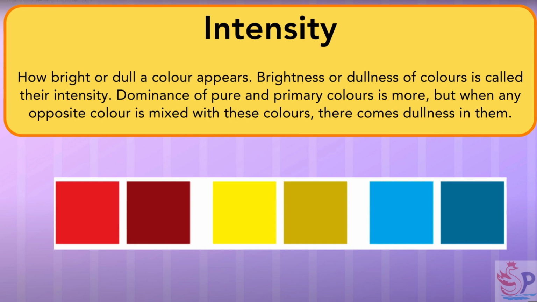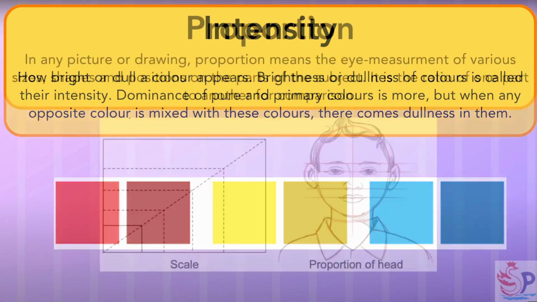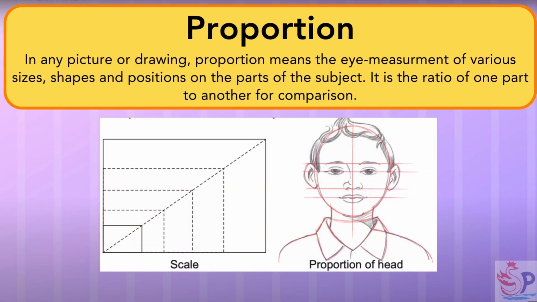3. Intensity. How bright or dull a color appears. Brightness or dullness of colors is called their intensity. Dominance of pure and primary colors is more, but when any opposite color is mixed with these colors, there comes dullness in them.